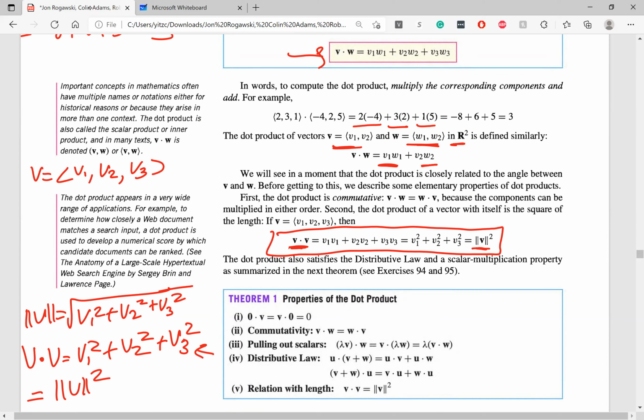I mean, I prefer to remember it through the Pythagorean theorem, but it's an interesting relationship that we know what the dot product does if you have 2 different vectors. What happens if you take the dot product of the same vector with itself? You get its magnitude squared.